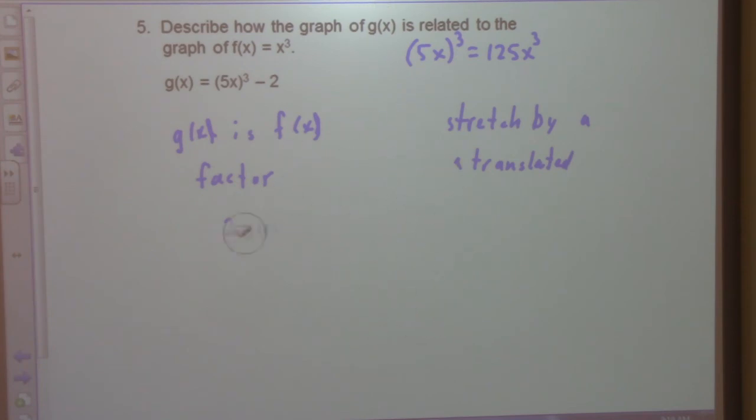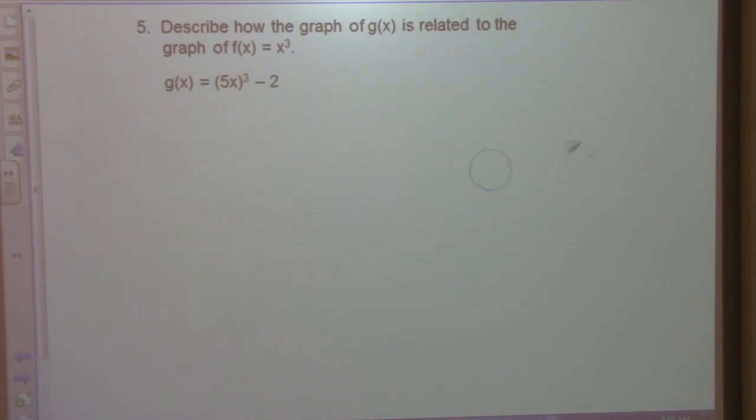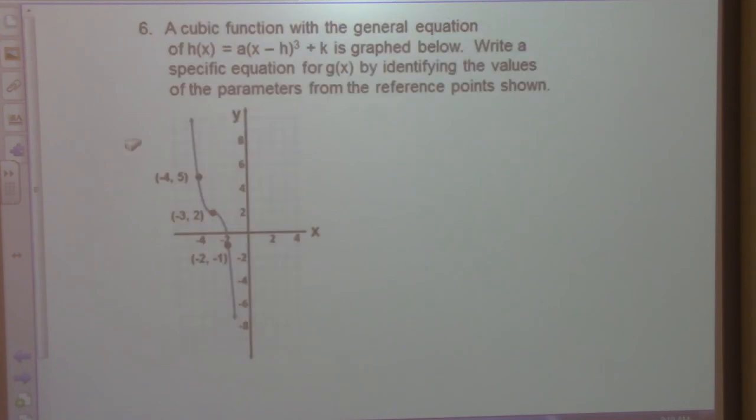Let me see where we are on this thing here. Okay, we're on page 2. A cubic function with the general equation of h of x equals a times quantity x minus h cubed plus k is graphed below. Write a specific equation for h of x by identifying the values of the parameters from the reference point shown.